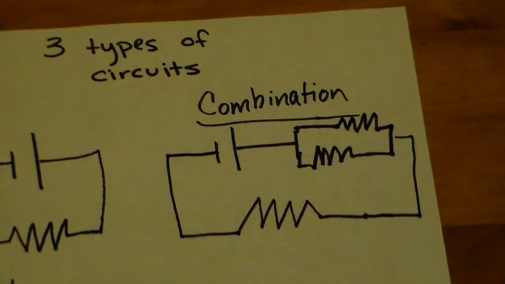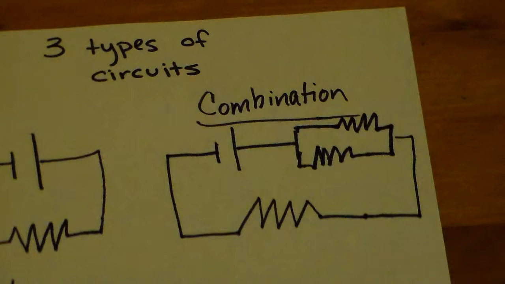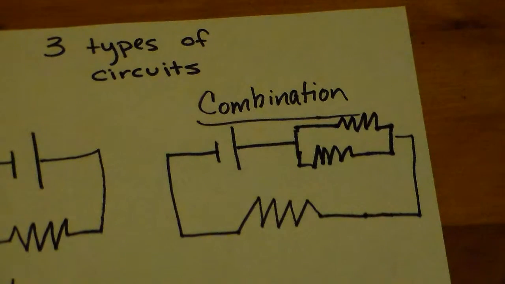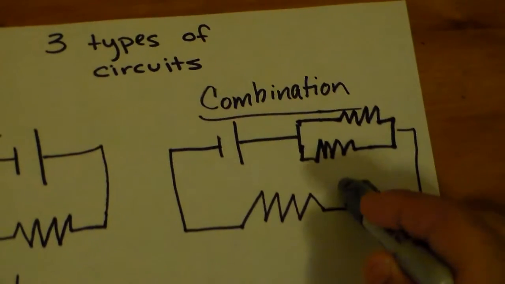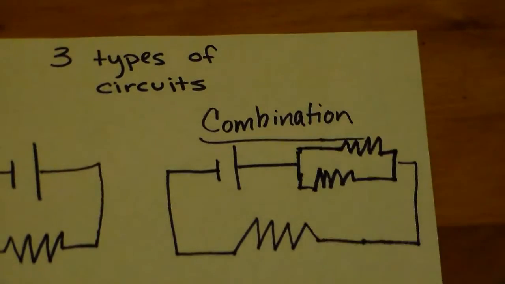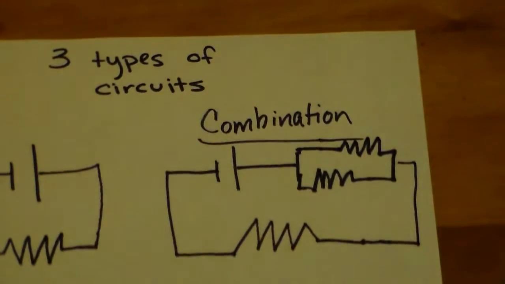Just to let you know, I haven't done nearly as much with combination circuits as I have with series and parallel. If any of you who are watching this video know more about combination circuits and would like to leave a comment below, do what you can to explain what combination circuits do. Like, if one goes out, would the other two stay, or would they go out? All that kind of stuff.